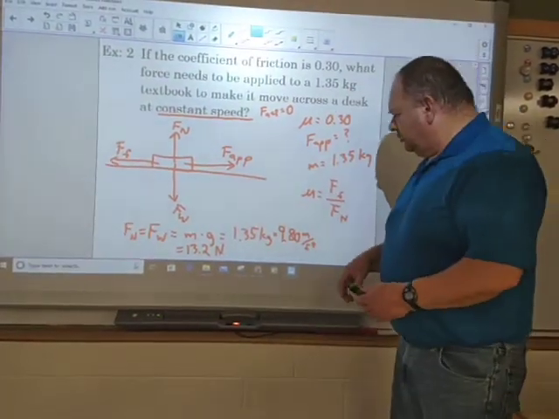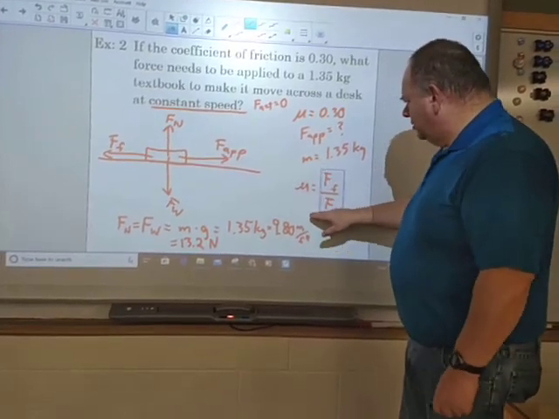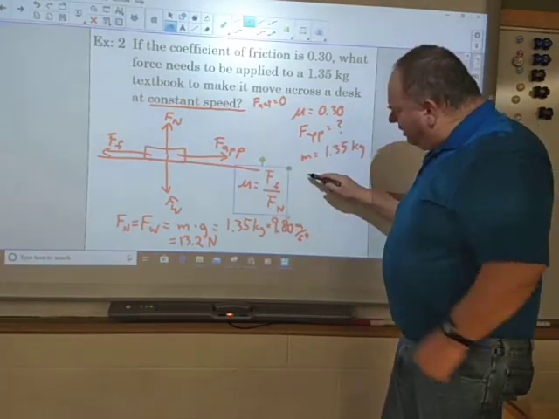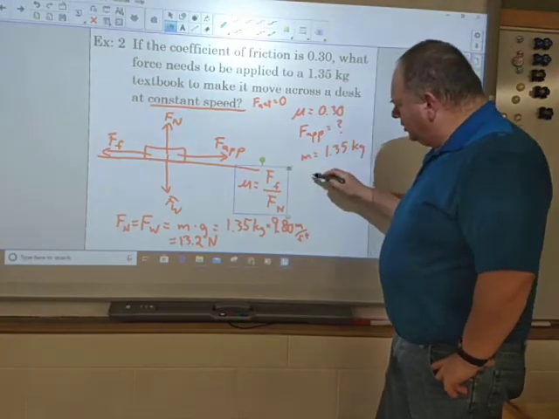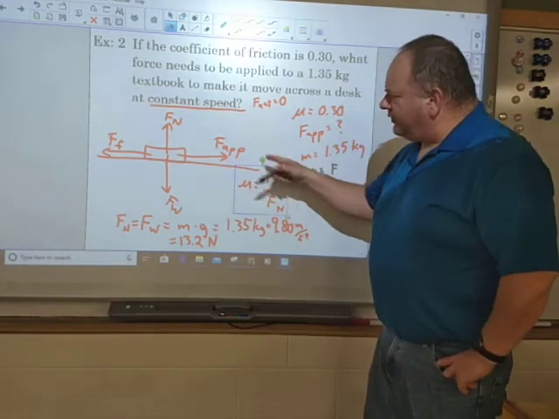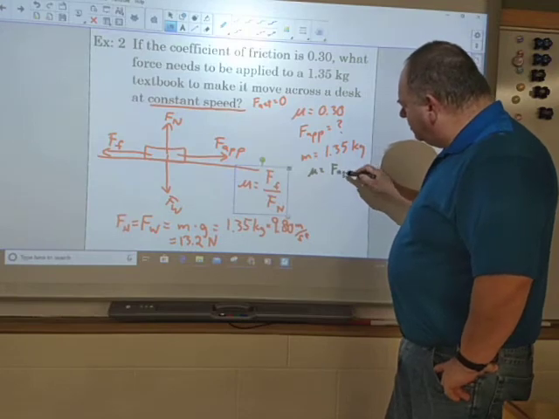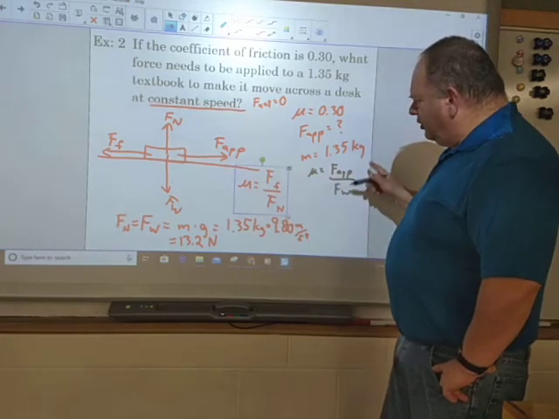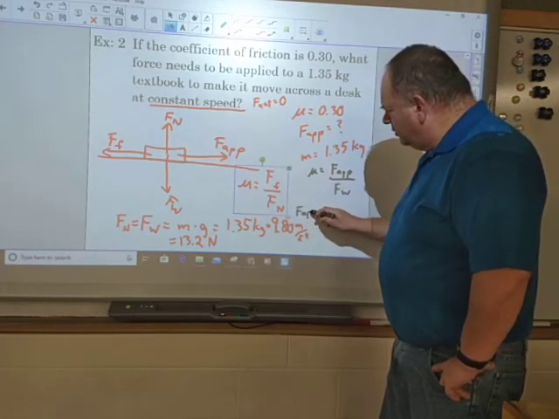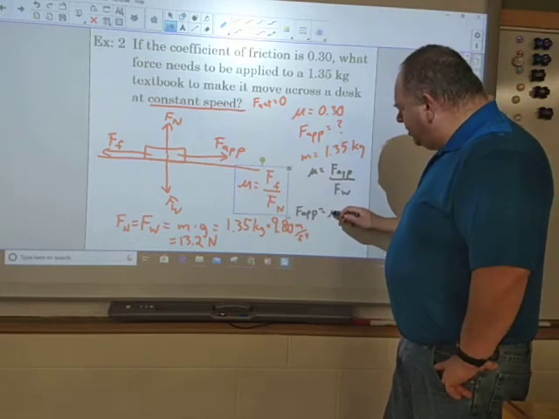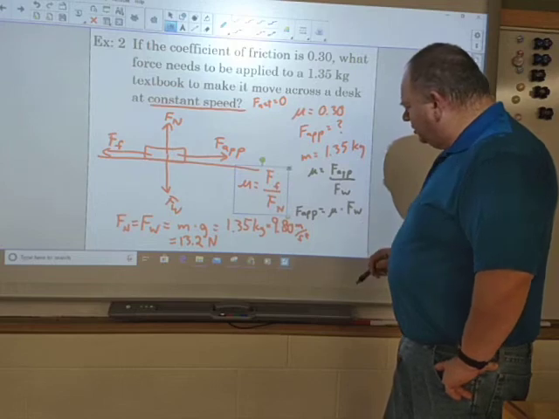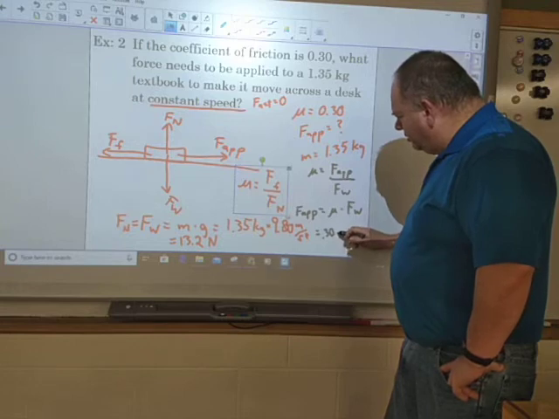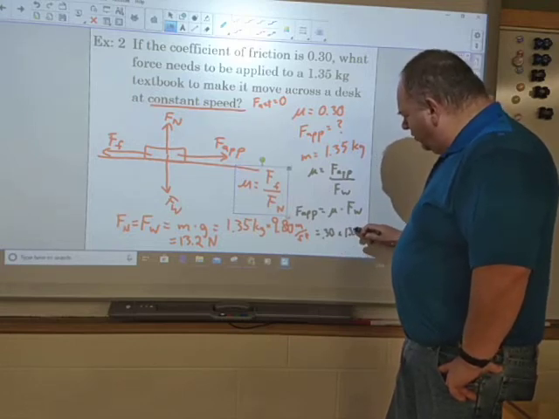So I'm going to come over here, take that, and move that out of my way. I can rewrite this and say mu would be, because my frictional force is equal to my applied force, over my weight, and I'm looking for my applied force, so my applied force equals mu times the weight, and mu is 0.30, and my weight is 13.2 newtons.